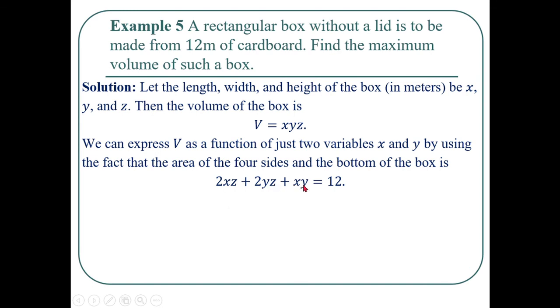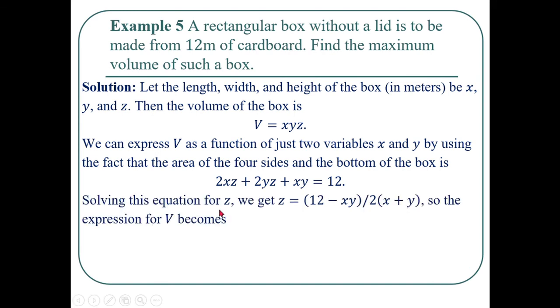Therefore the sum of the areas of the lateral sides and bottom will be 2xz plus 2yz plus xy is equal to 12, which can be written as z is equal to (12 minus xy) upon 2 times (x plus y). Okay, you have to take z common, you will get 2z times (x plus y) plus xy is equal to 12. You can shift this xy to the right, you will get (12 minus xy) divided by 2 times (x plus y), which is nothing but z.